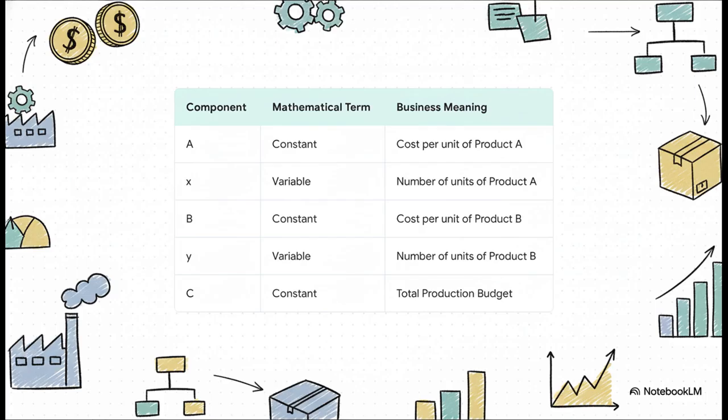That's our decision variable. B is the cost of product B, $40. And Y is the number of B units we choose to produce. And C? That's our total budget constraint, $1,200. All of a sudden, 30x plus 40y equals 1,200 isn't just some random equation anymore. It's a sentence. It's a perfect, concise description of our business reality.